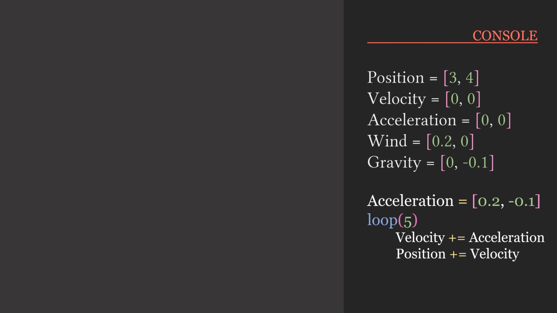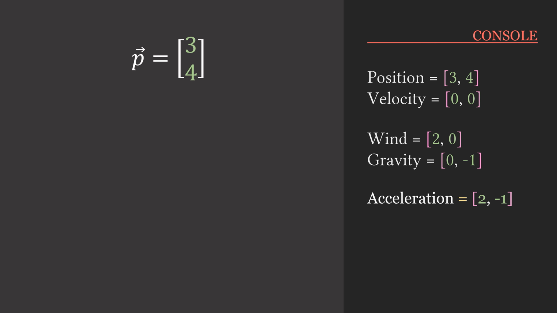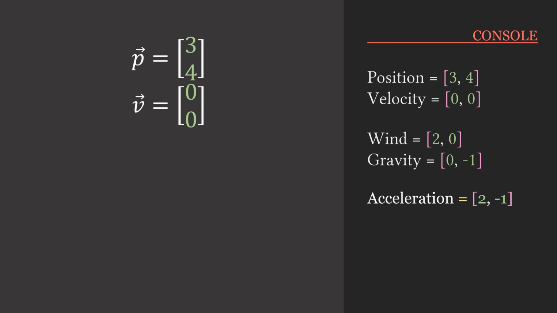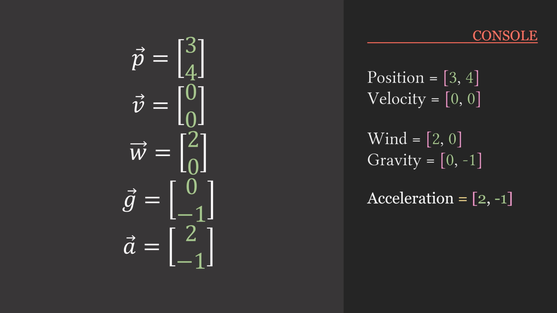Now if you understand the concepts that I showed you about the motion of an object, velocity and acceleration, you already know what a vector is, since we've already been using vectors. For example, position is a vector. It tells you how far the circle is from the origin. Velocity is a vector, because it tells the circle how far it has to move in a certain direction. Wind and gravity are also vectors, because they push the circle in a certain direction. And finally, acceleration, which is the sum of the wind and gravity vectors, is also a vector.